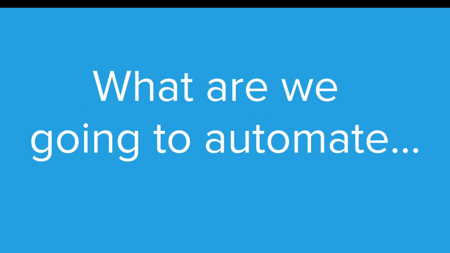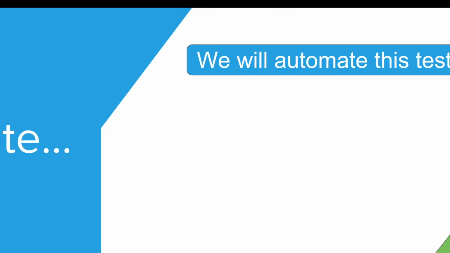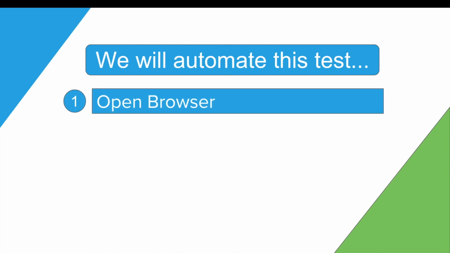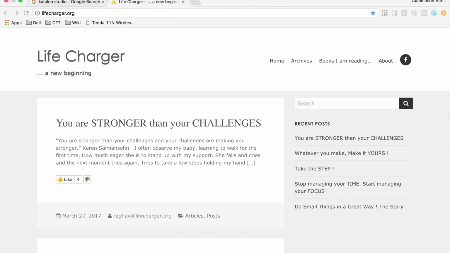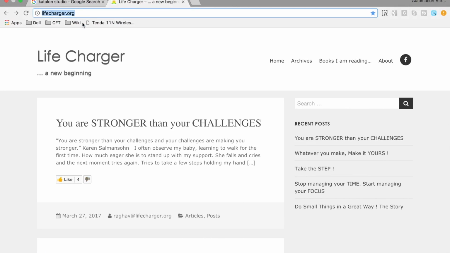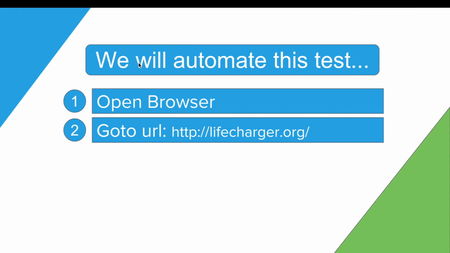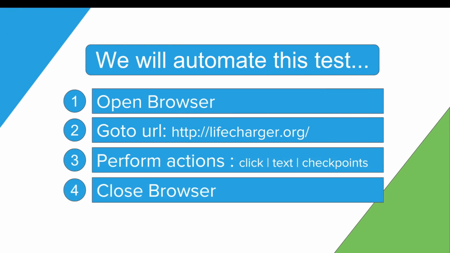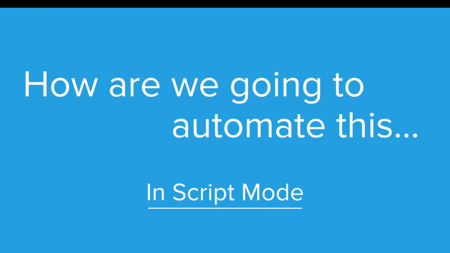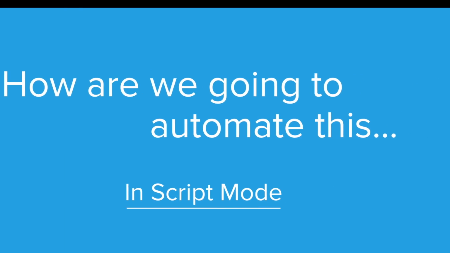Before we do that, let us see exactly what are we going to automate. So we are going to go to our browser and we are going to go to this particular website lifecharger.org. So let us go, and this is the website lifecharger.org, and this is my website where I write blogs. So let us test this website today, and we are going to do some actions like click, add some text, do some check validations, and then we are going to close our browser. So now we know what exactly we are going to do. Let us see how exactly we are going to automate this in script mode.